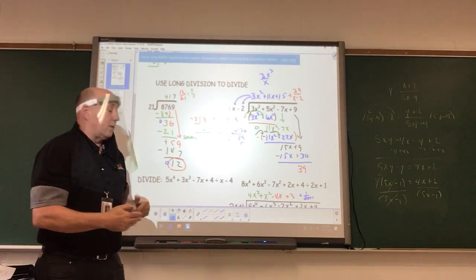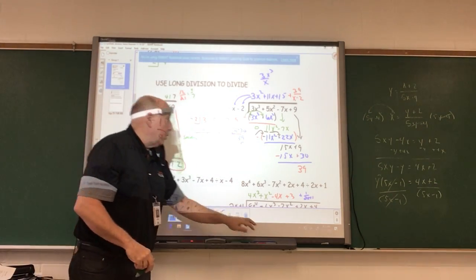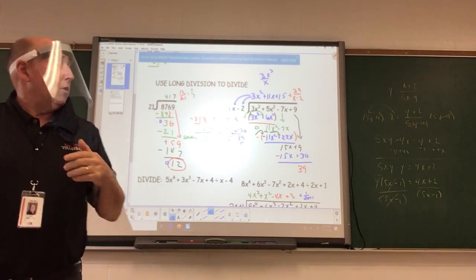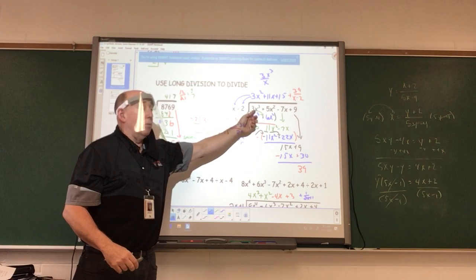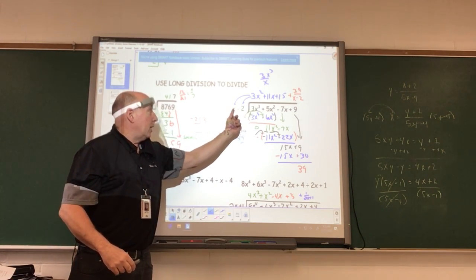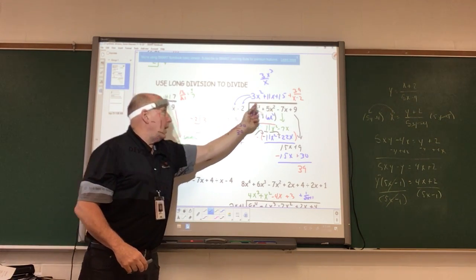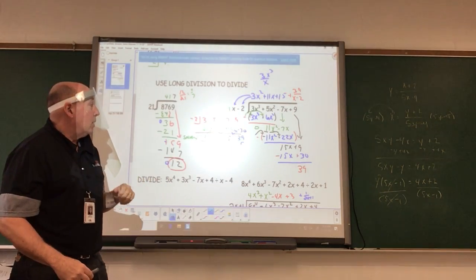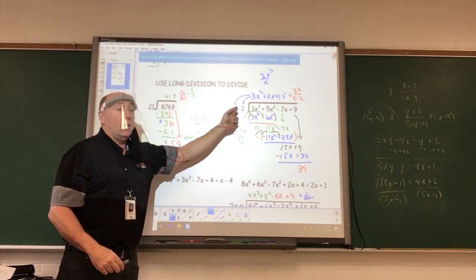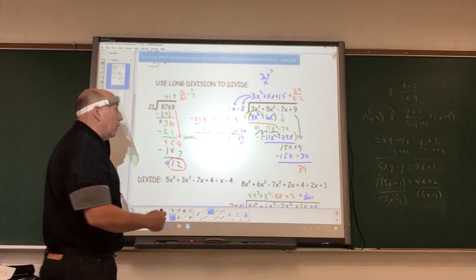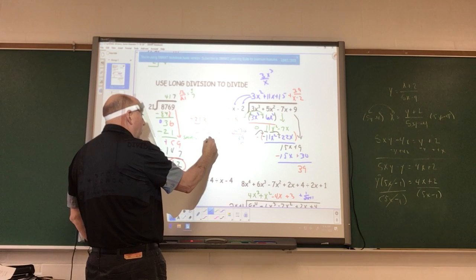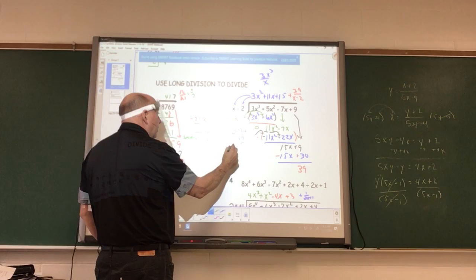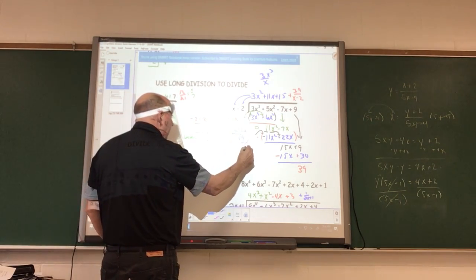Now we have to remember to attach our exponent with a variable. Dividing x into 3x cubed gives me an x squared. Dividing x into the x squared gives me the x. Dividing x into the 7x gives me just a constant there. So when I divide by x minus 2, my degree decreases by 1. So we have an x squared plus 11x plus 15 plus our remainder over x minus 2.